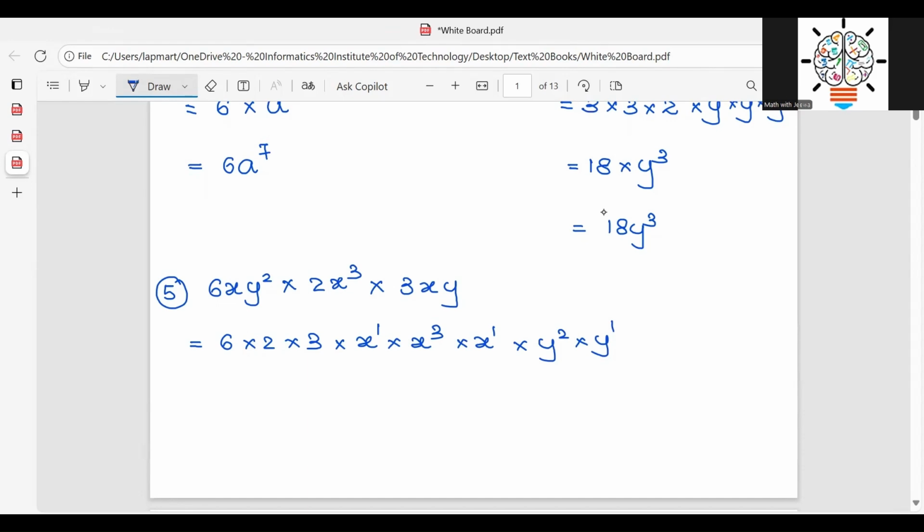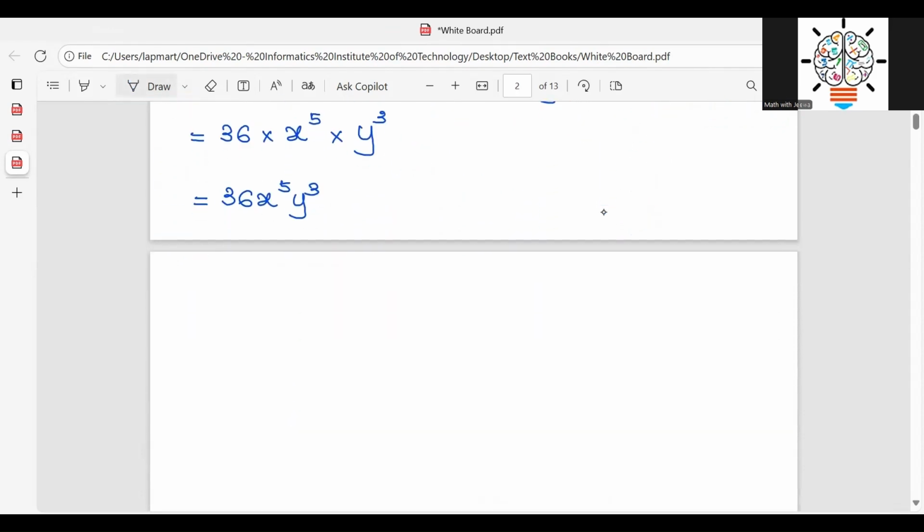6 times 2, 12. 12 times 3, 36. Then x to the power 1 plus 3, 4. 4 plus 1, 5. And y to the power 2 plus 1, 3. So then I conclude my answer 36, x to the power of 5, y to the power of 3. Okay. Then I'm moving to question number 6.